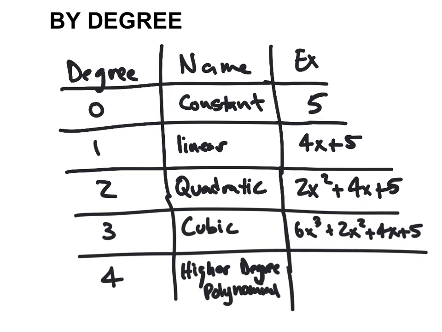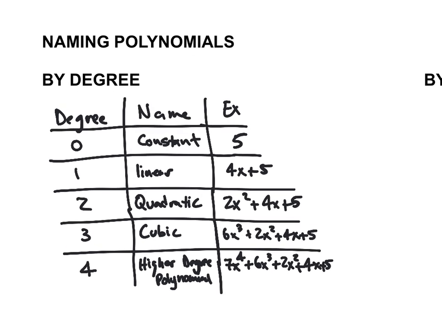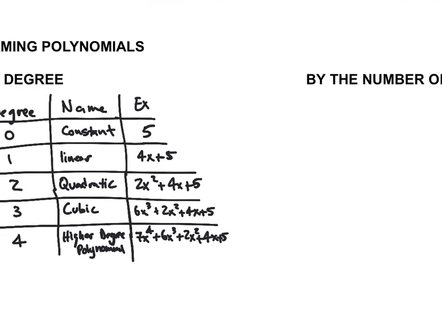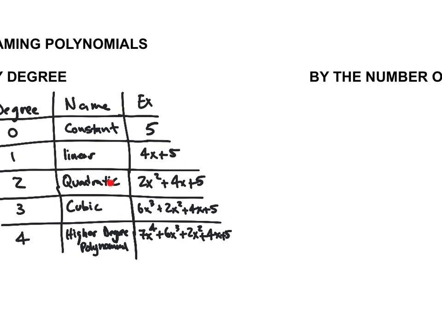Okay, and so you would say maybe 7x to the 4th plus 6x cubed plus 2x squared plus 4x plus 5, all right? And that's the idea. So you can name it like that. Now you can also name a polynomial by the number of terms, and you can also name them using each other. So like a cubic, whatever. Let's talk about some of these.